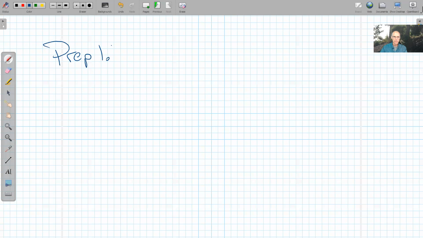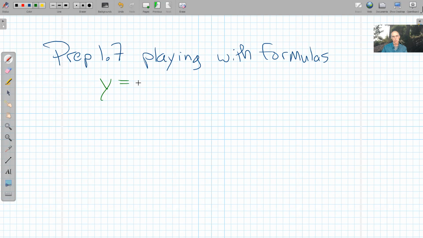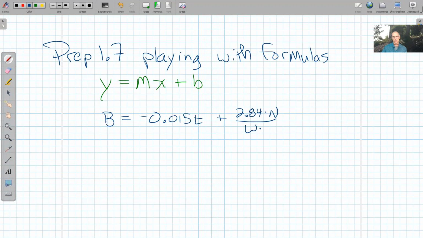So the prep for 1.7 is about playing with formulas, which we've already been doing a bit right from the beginning of this course. For example, some formulas we've played with so far: we have y = mx + b. We've been using that since day one with the patterns of the dots. We had the blood alcohol, B = -0.015T + 2.84 times N, the number of drinks, over weight times gender factor.